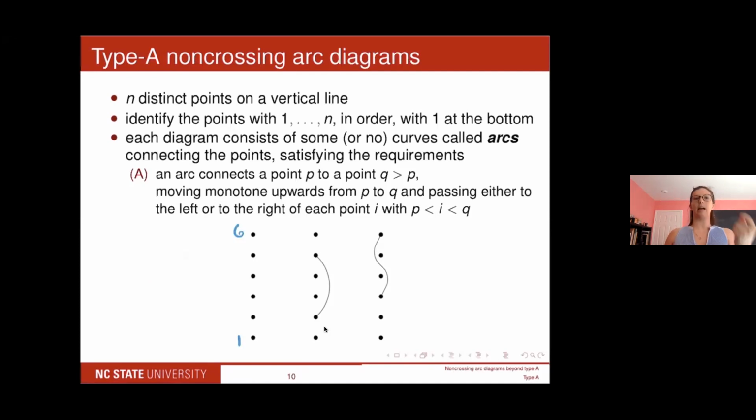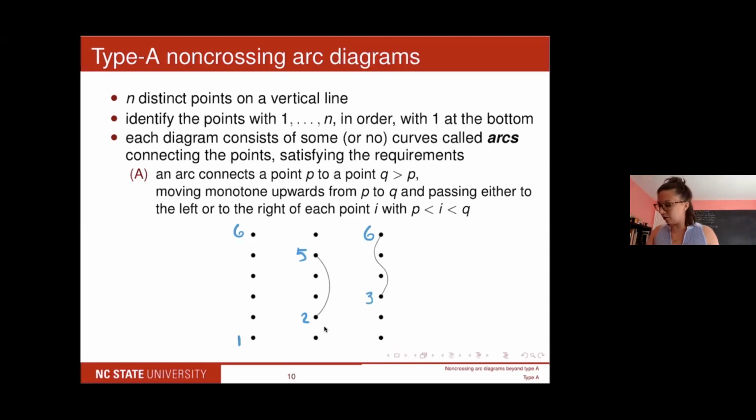And then we've got these diagrams, which consist of some or no curves. That's also fine. Those curves are called arcs. And arcs connect points, satisfying the requirement that an arc connects a point P to a point above that, Q. And it's going to move monotone upwards from P to Q. It can pass either to the left or right of every point in between. So here we've gone from 2 to 5, going right of both 3 and 4. We've gone from 3 to 6, going right of 4, left of 5. Those are both valid arcs.